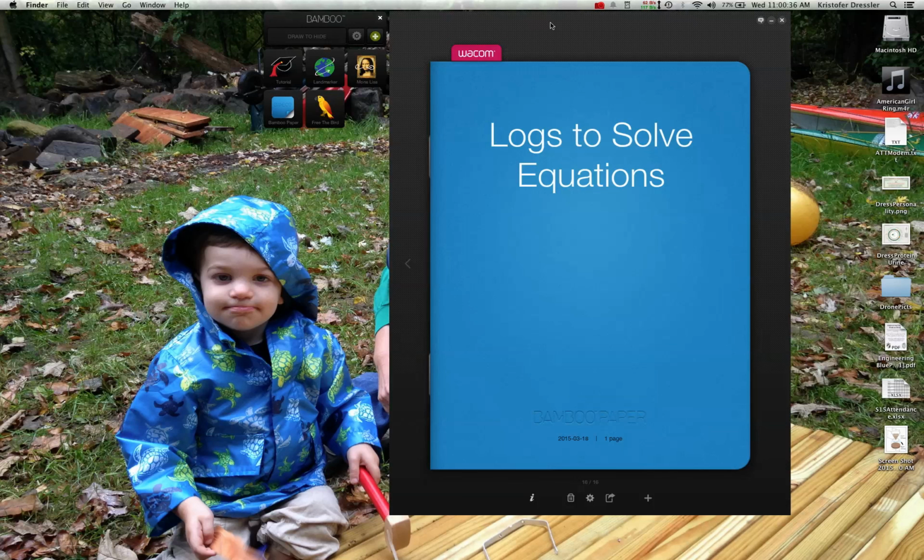So today is the second of the videos that I'll be making for you for the week, and it involves using logs to solve equations.